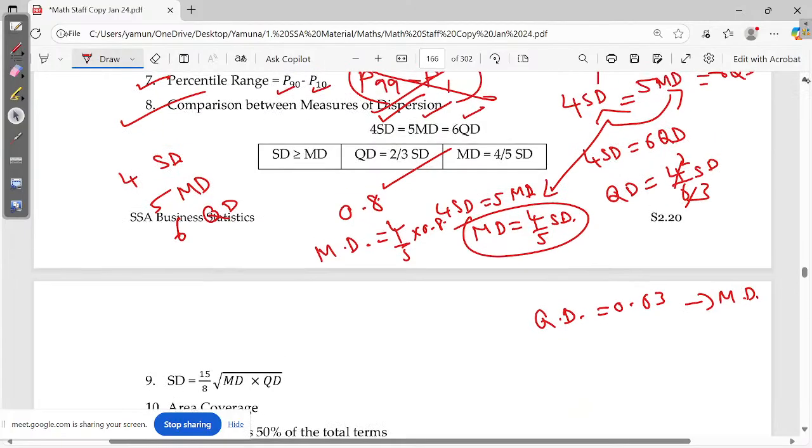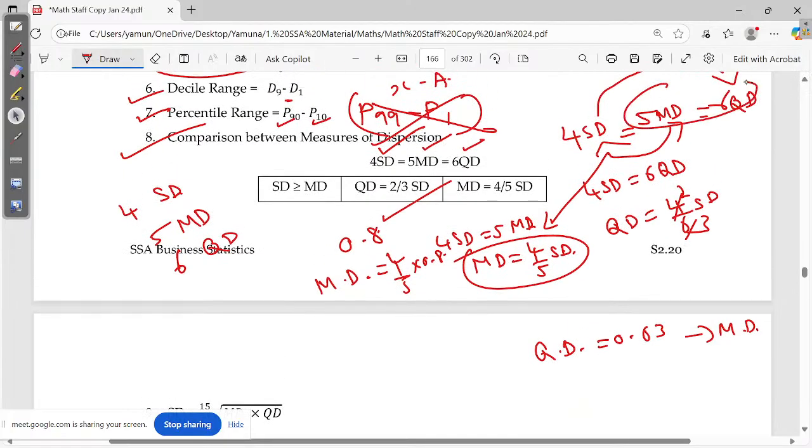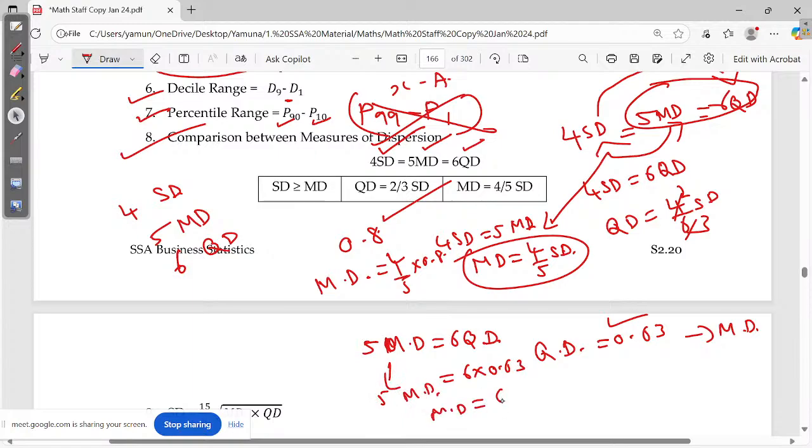How do you do it? See, there is a relationship between mean deviation and quartile deviation. 5 times mean deviation is equal to 6 times quartile deviation. You know this value, 6 into 0.63, and this is 5 into mean deviation. So how do you get the mean deviation? 6 into 0.63 divided by 5. That's it. So you just don't remember all these things. Just remember this one alone: 4 SD is equal to 5 MD is equal to 6 QD. That will be sufficient. You don't need to remember everything.